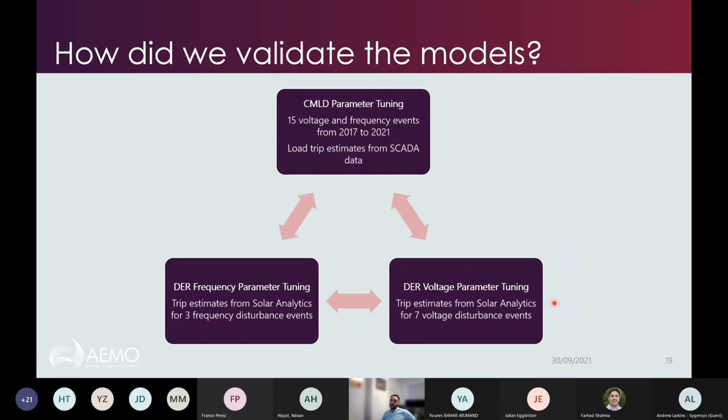For the DER model, we looked at 7 events. We looked at solar analytics data to determine the amount of DPV that disconnected for a given disturbance date and time, to tune our voltage parameters. And then similarly, we looked at 3 frequency disturbance events to tune our frequency parameters using that same solar analytics data of disconnection and curtailment.